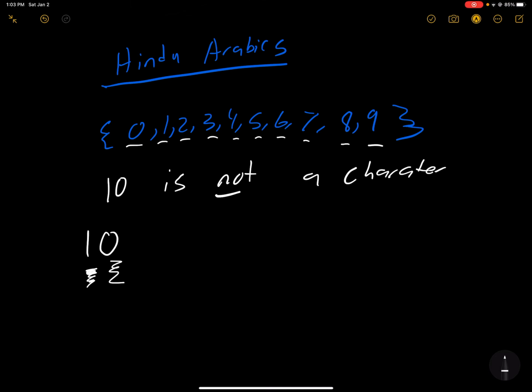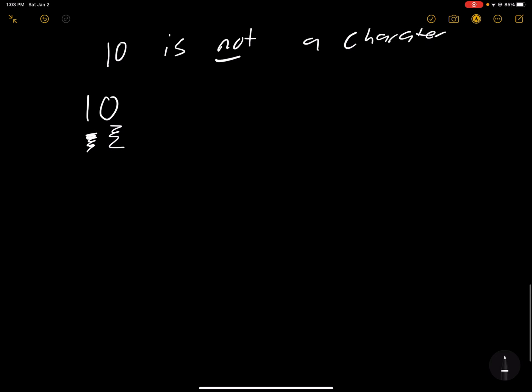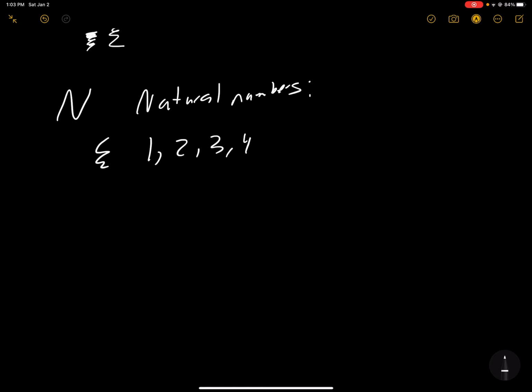And in our Hindu Arabics, we actually have little representations of the number system, starting with the first system of Hindu Arabic numerals, which was the naturals, denoted by a capital N, the natural numbers. And the natural numbers are your counting numbers. 1, 2, 3, 4, so on and so forth. Everything starting at 1, working your way up to infinity.